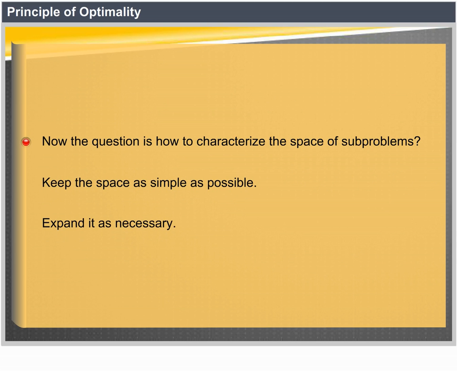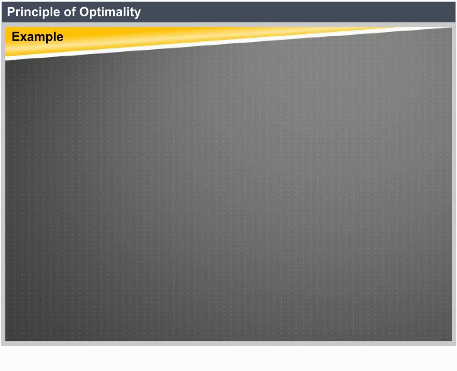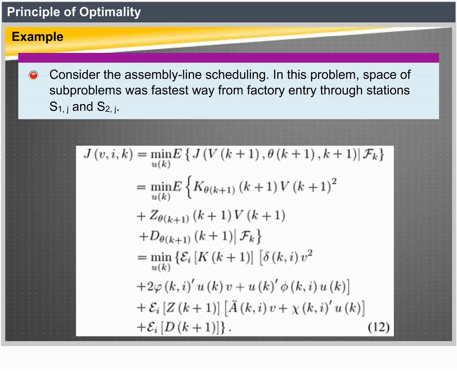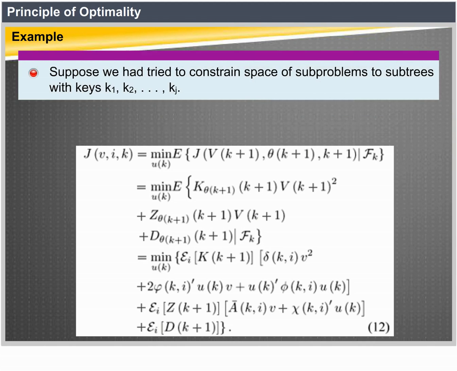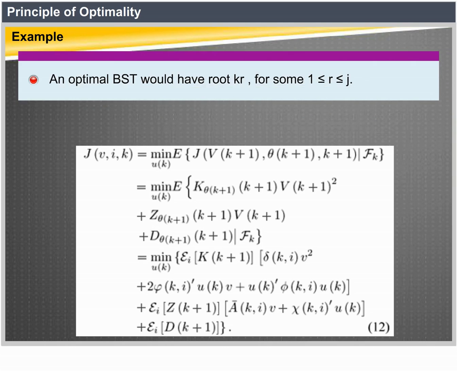Example. Consider assembly line scheduling. In this problem, the space of subproblems was the fastest way from the factory entry through stations S1,j and S2,j. Clearly, no need to try a more general space of subproblems. On the other hand, in the case of optimal binary search trees, suppose we had tried to constrain the space of subproblems to subtrees with keys k1, k2 up to kj. An optimal BST would have root kr for some 1 ≤ r ≤ j.